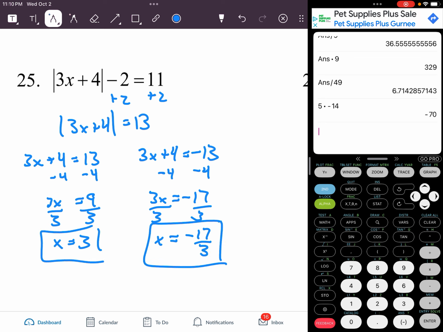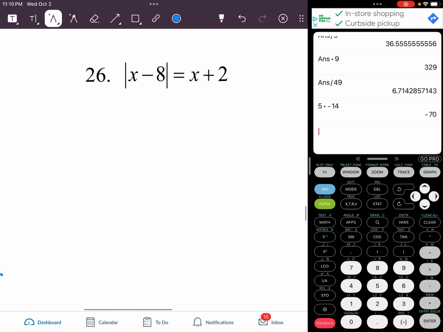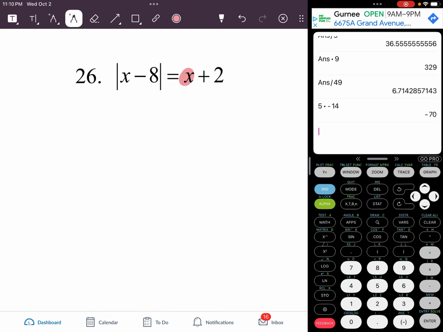Okay. Based on the absolute values and the properties of them, you don't need to check this one if you don't really want to. They will both work. That can't be said, though, for the next one. You're going to have to check this one because there's an x on the outside of the brackets.